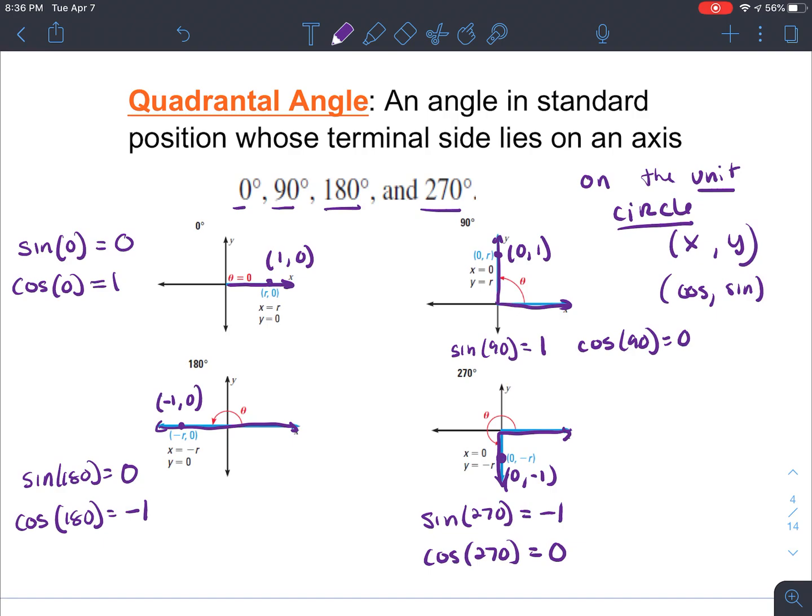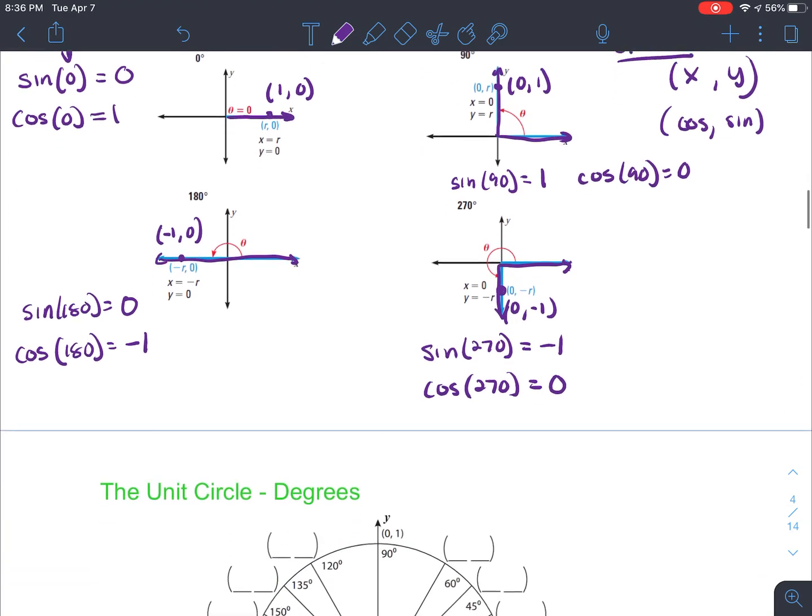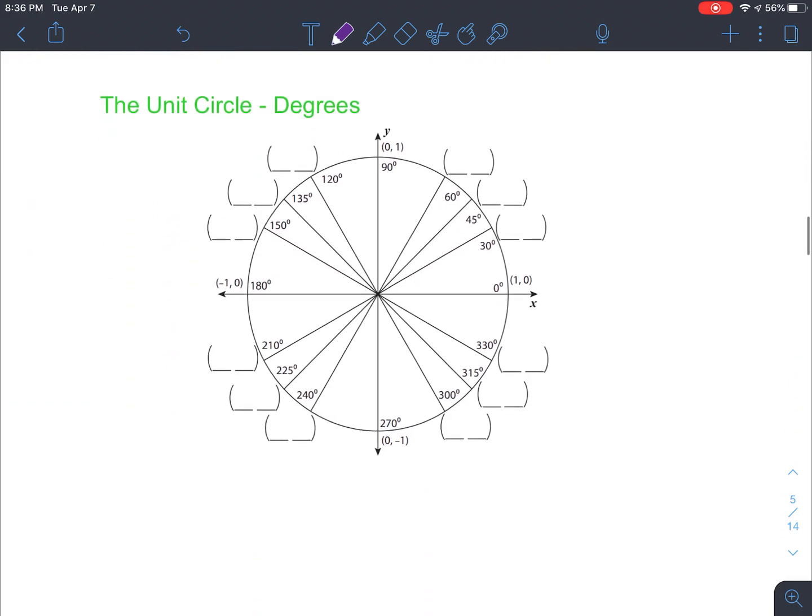Okay, now if you want to find 360, remember we just continue rotating. 360 is equal to 0. So we're back at this quadrant angle there. Okay, so now what about the rest of the points? They're not all going to be perfect 1s and 0s.